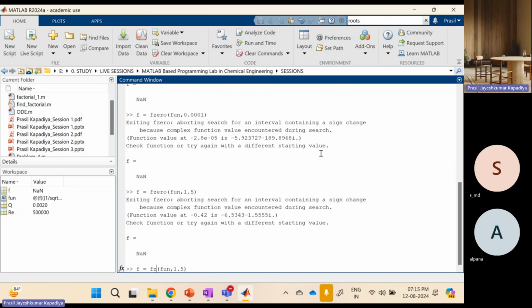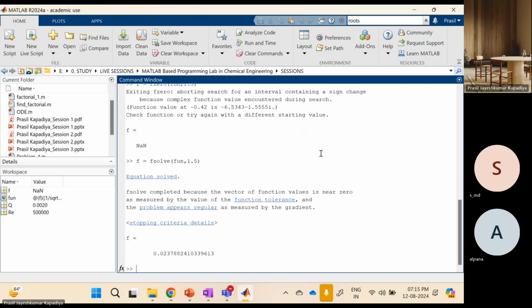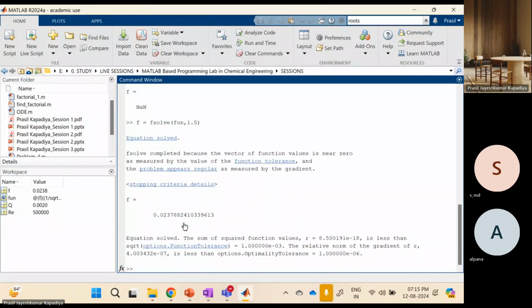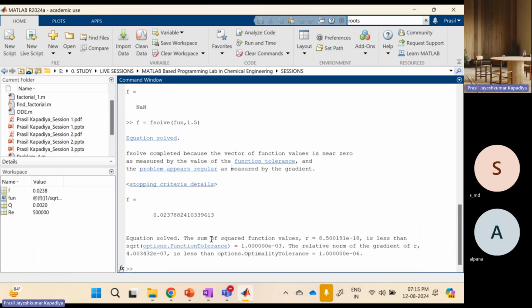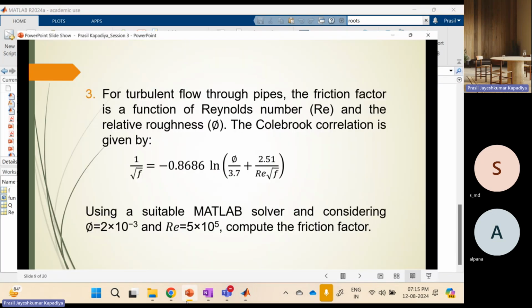Okay, let me try fsolve. With fsolve we are getting the answer, but with f0 we are not getting the answer. So fsolve is giving us the answer 0.023788. So see, f0 did not give us an answer, but in this case, by using fsolve, we got the correct value of friction factor for this turbulent flow.